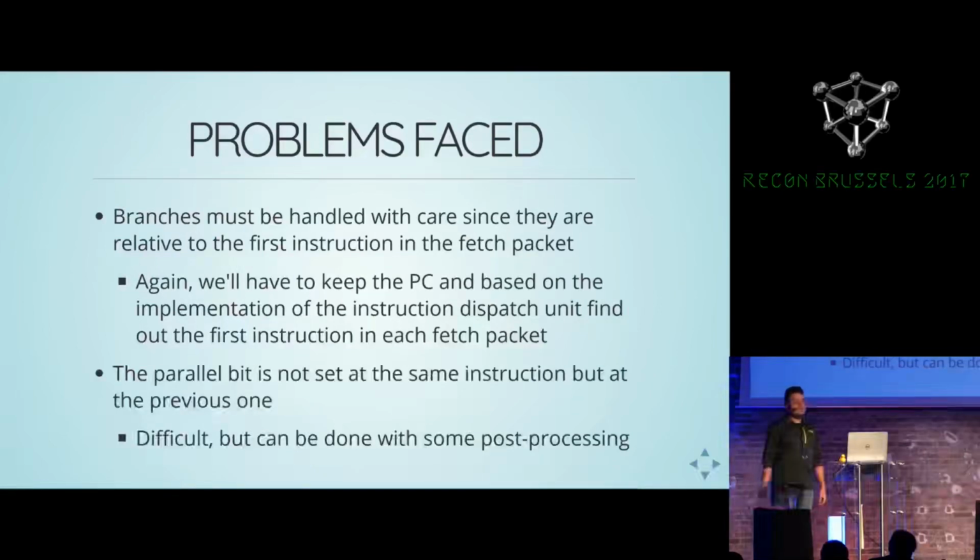Another problem is the parallel bit. As you saw before in the assembly, we put 2 bars to show that this instruction will be executed in parallel with the previous one. But this is not encoded in the current instruction, but in the previous instruction. So it's pretty difficult due to the way Capstone and LLVM work. It had to be done using some post-processing.